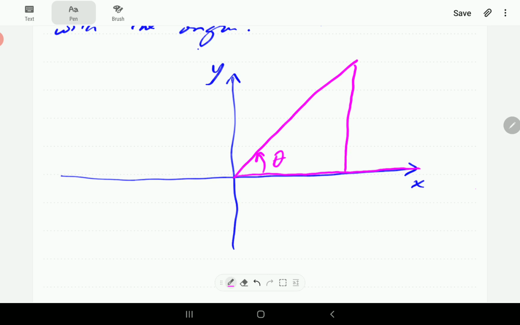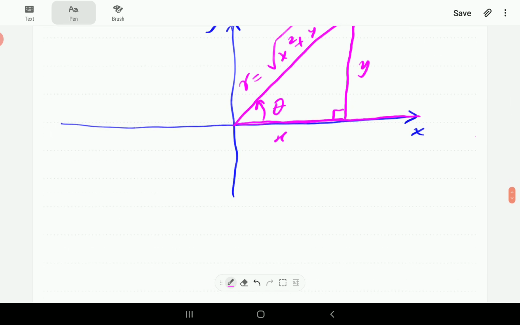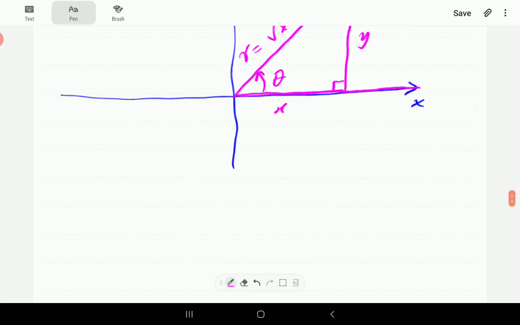So if this is our angle theta here, then you could imagine this is a point with coordinates x, y. That's a point with coordinates x, y. It means the length of this horizontal side is x, and the length of this vertical side is y. Then the hypotenuse by Pythagoras is going to be the square root of x squared plus y squared. So once we have got this situation, then we can now define the trigonometric ratios of this angle theta.